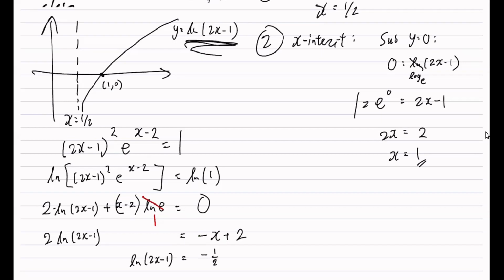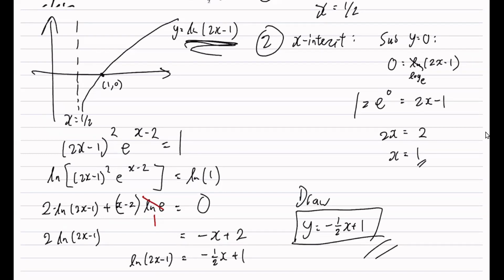So divide by 2, it is negative half x plus 1. y equals minus half x plus 1. Can you draw this? Like maybe somewhere here. I don't know, I am guessing.